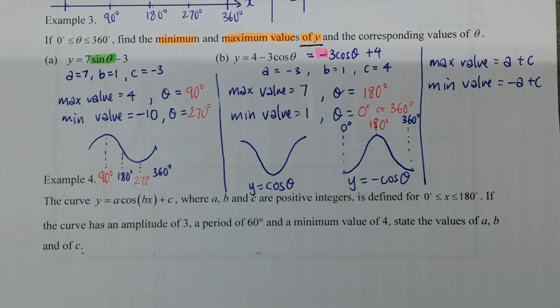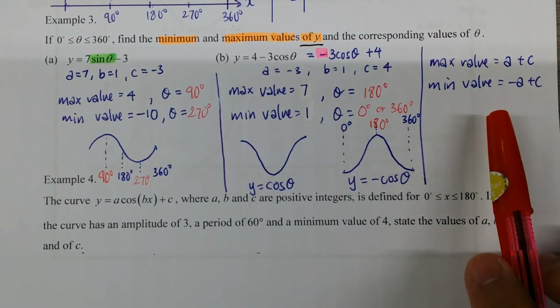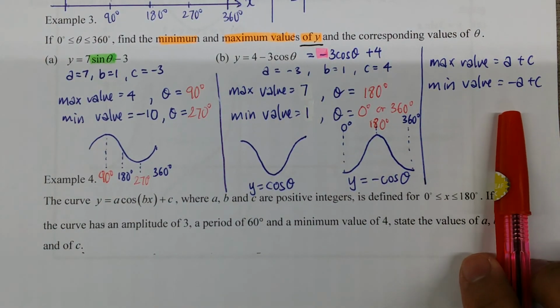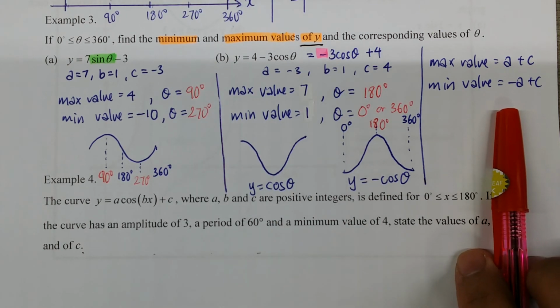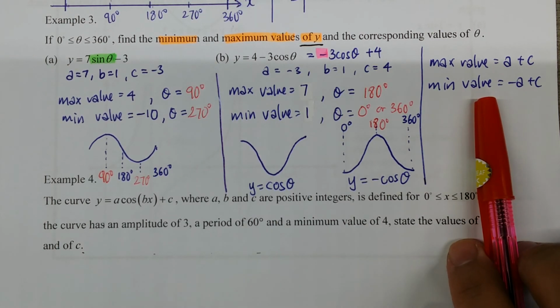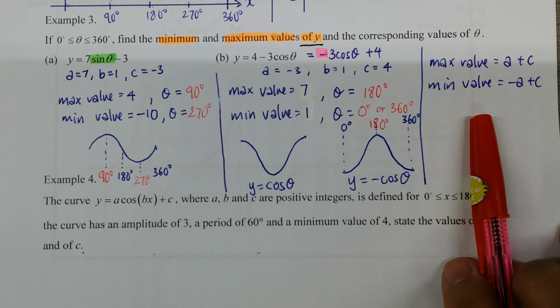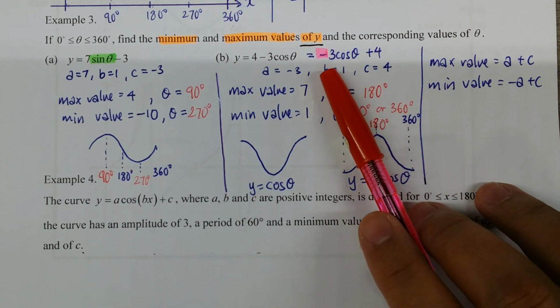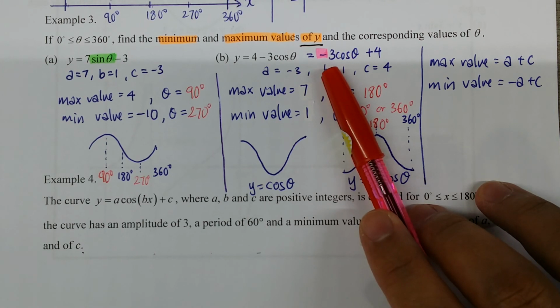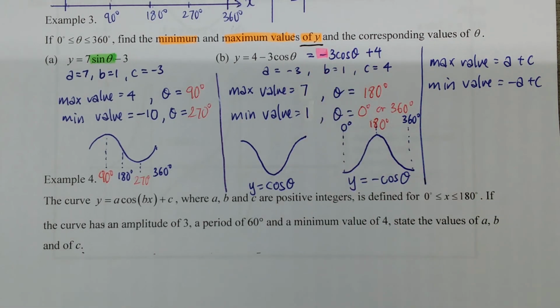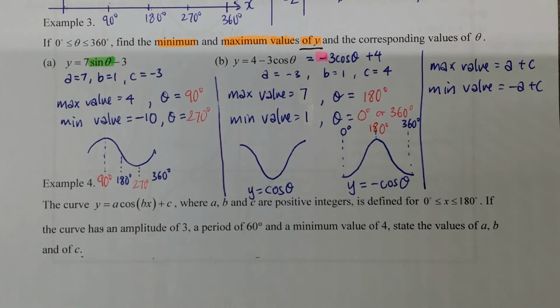So something to note: do not just blindly follow the formula that maximum value equals A plus C and minimum value equals -A plus C, because when A is a negative number, it will be different. Take note. That's all for example 3.